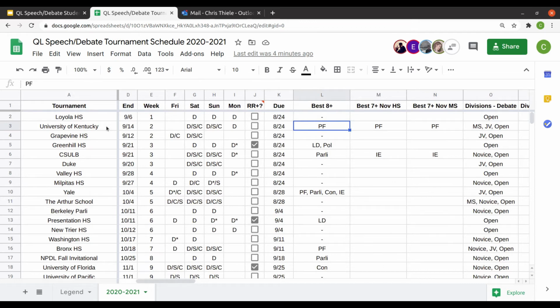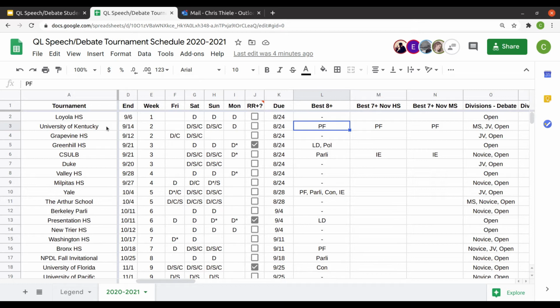So these are the tournaments that are generally going to be the best in the nation for your division, your event rather. So if you're a PFer, these are the weekends and tournaments that have the best eight plus PF tournaments of the nation that you should think about. These are the ones, if you're varsity, you want to sign up to compete at. They are the hardest, but they're also going to be where you learn the most and improve the most. And so I highly recommend you coalesce your schedule from this idea.